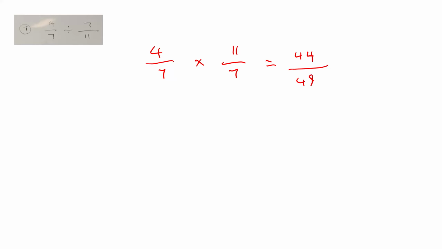We ask ourselves, can we simplify this any further? And just thinking of some factors of 49, obviously 7 is a factor, and 1 and 49, and yeah, no, I don't really see any other factor of 49 that we can also divide 44 by. So there we go, that's our final answer, 44 over 49.